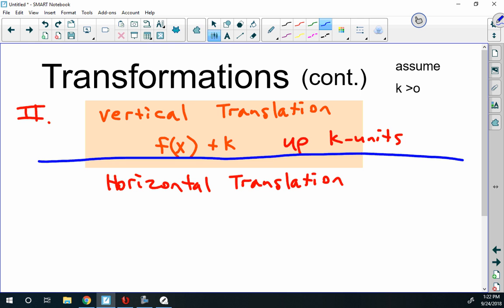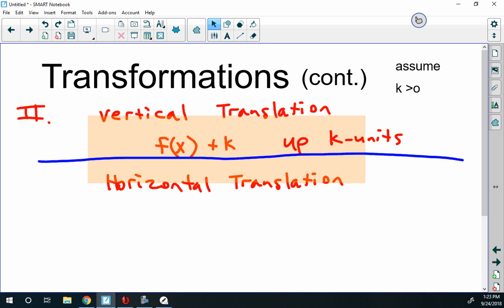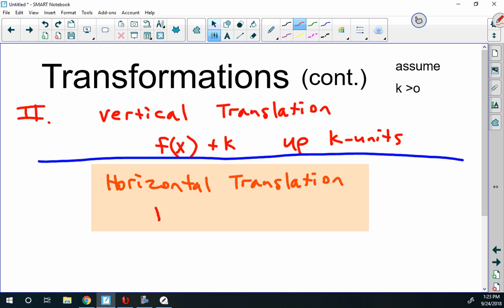Got to keep them separated. So when we look at a horizontal translation, we need to do something with f of x. And we want to be able to translate the thing either to the right or to the left k units.